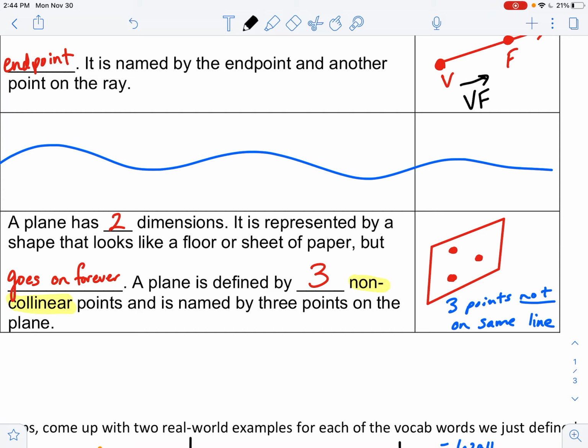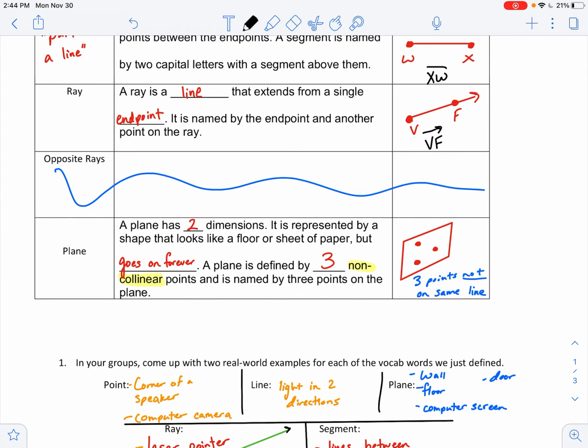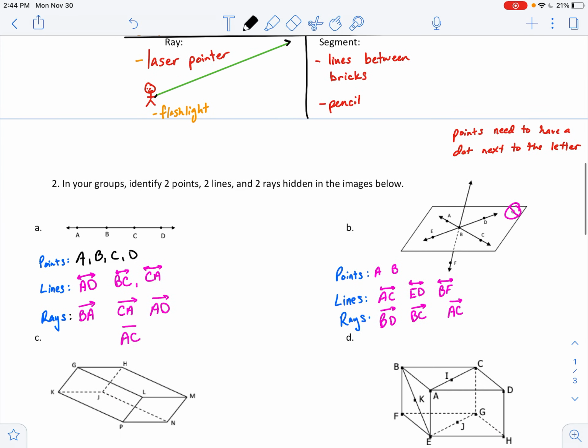And it's defined by three non-collinear points. And it's named by 3 points on the plane. So non-collinear points, what does that mean? It means 3 points that are not on the same line. As you see over here, 3 points not on the same line. So if I can draw a line that touches all 3 points, then that would not work. So I can't do that here, so I'm doing all right. They cannot form a straight line. 3 points that do not form a straight line.